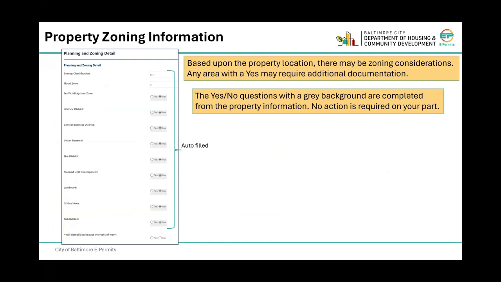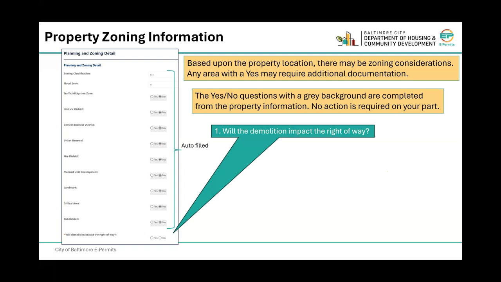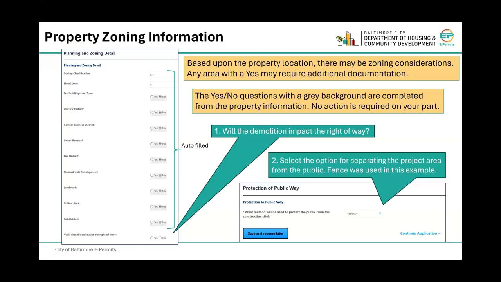Based upon the property location, there may be zoning considerations. Any area with a yes may require additional documentation. The yes/no questions with a gray background are completed from the property information. No action is required on your part. Will the demolition impact the right-of-way? Yes or no? Select the option for separating the project area from the public. In this instance, the fence was used.